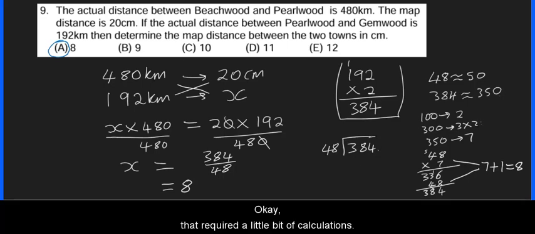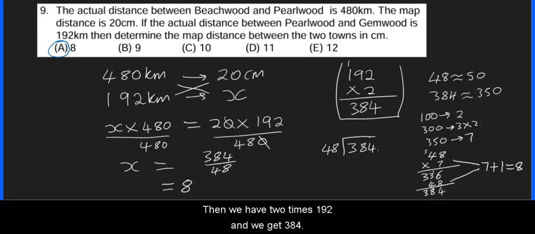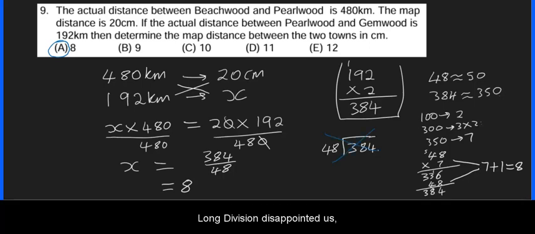Okay, that required a little bit of calculation. So to recap quickly, we needed to cross multiply there, and then to simplify this, we needed to just cancel out the zeros. Then we have 2 times 192, and we get 384. Then we need to know how many times 48 goes into 384. Long division didn't really help us in this situation.